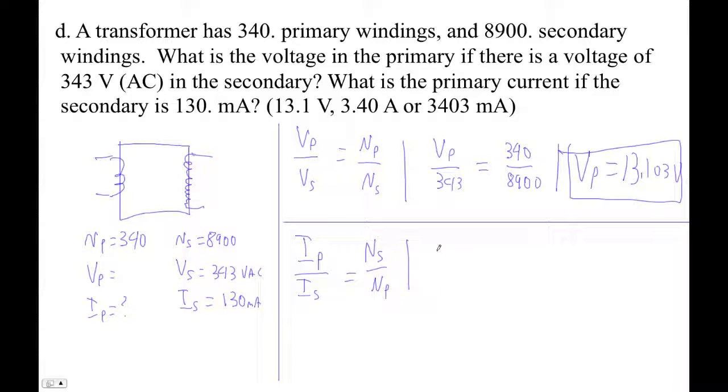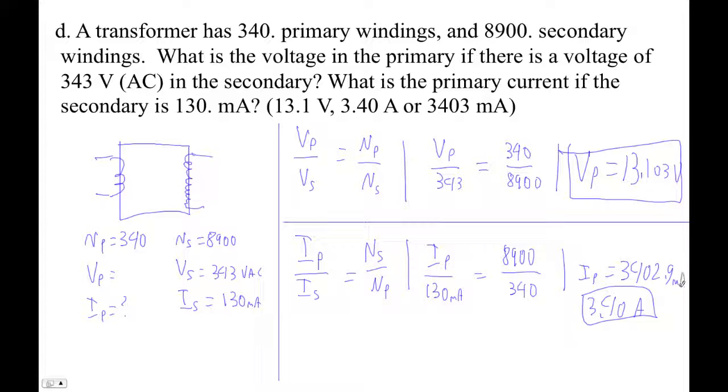Okay, so I primary, we don't know. I secondary is 130 milliamps. N secondary is 8900 over N primary 340. So I'm going to go this times this divided by this. So 130 times 8900 divided by 340 is 3402.9. 3402.9, which is of course 3.40 amps, really, right? That's how many milliamps it is. You can write either answer if you want.